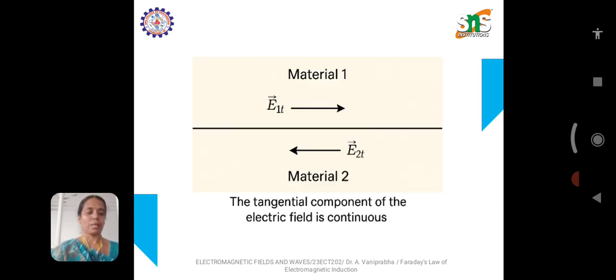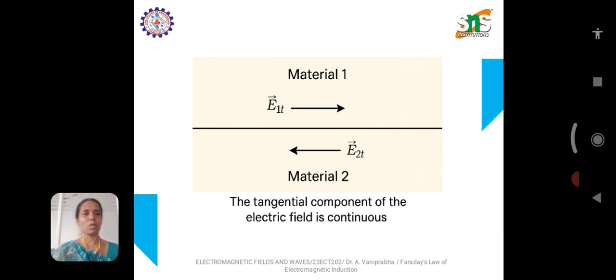Unlike electrostatic boundary conditions, where only the electrostatic parameters like E and D are discussed, and magnetostatic boundary conditions, where only the magnetostatic parameters H and B are discussed, here in electromagnetic boundary conditions all the parameters, both electrostatic and magnetostatic, are discussed, and how they behave across the boundary, whether continuous or discontinuous.